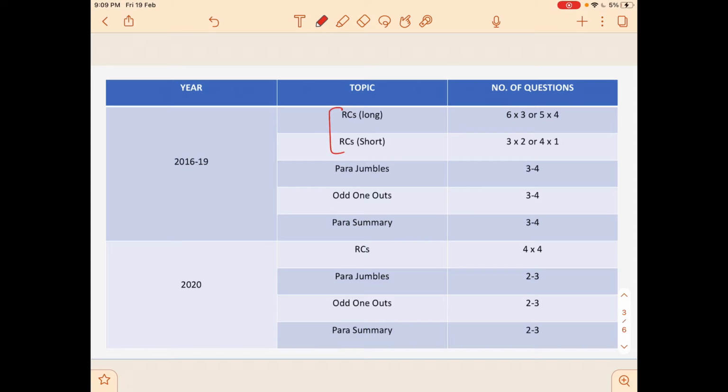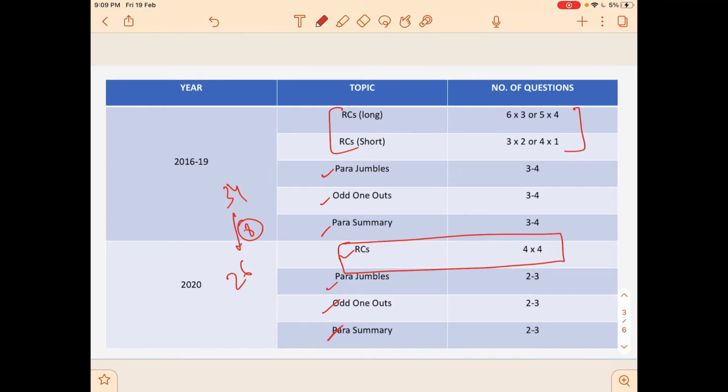As you can see over here, there are only four major areas where the questions are asked from, and these are reading comprehension, para jumbles, odd one out, and para summary. Now the number of questions decreased from 34 to 26. The decrease in questions was tilted towards the RC section, where in 2016 to 2019, 24 questions were asked, while in 2020 only 16 questions came from RC sections.